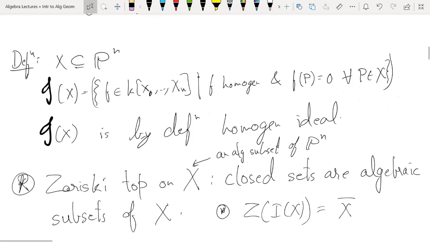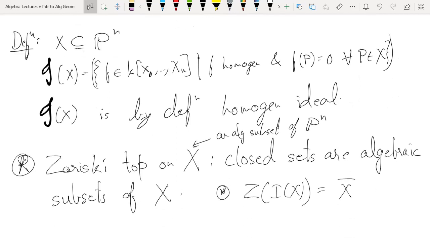So you have to take the ideal generated by these polynomials. Because if you take the sum of two polynomials of different degrees, say f is such a polynomial, then of course f square is also such a polynomial. But f plus f square is not such a polynomial. It's not homogeneous. So you have to take the ideal generated by them. Okay, so by definition, I(X) is a homogeneous ideal. Yeah, because you are taking the ideal generated by certain homogeneous polynomials.